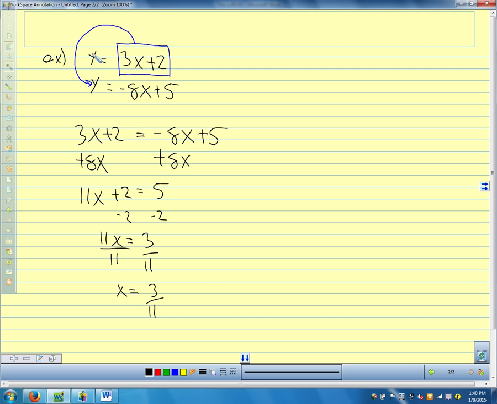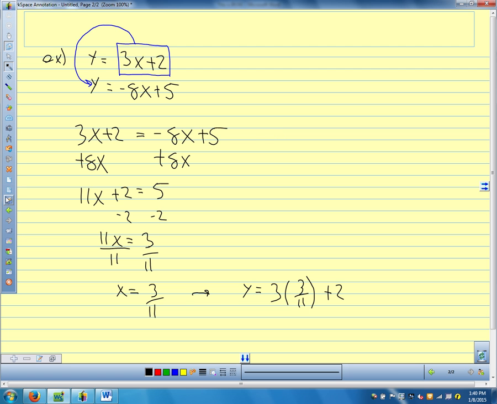And then to find y, we would plug that into one of the equations. y equals 3 times 3 over 11 plus 2. And we could do this with fractions, or we could turn 3 over 11 into a decimal and do this as a decimal. Calculate that out. But in the book, a lot of the problems are set up this way, where you don't have to do that first step. The equation's already solved for one of the variables. You can just set them equal to each other. All right. I want to do one more example and then talk about a couple of different possibilities for lines.